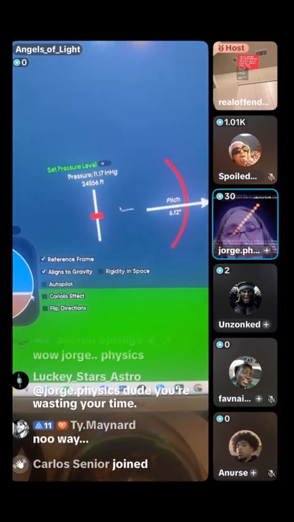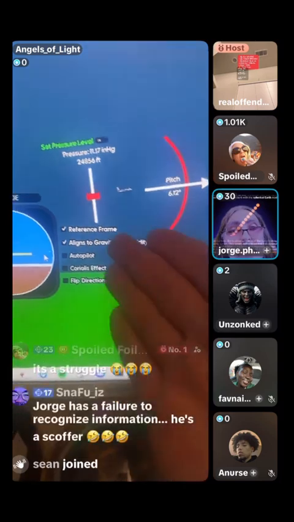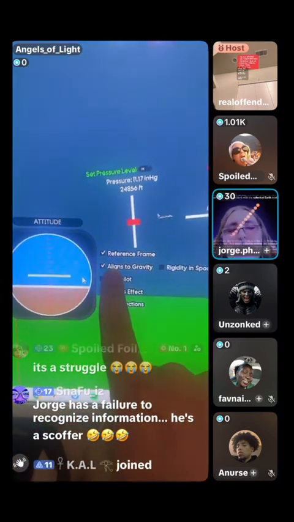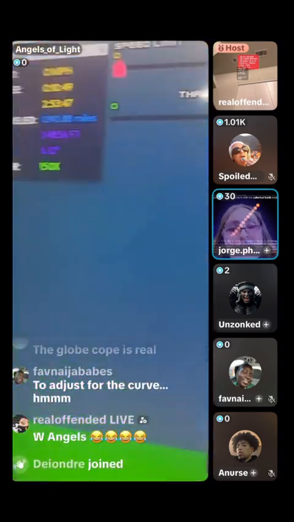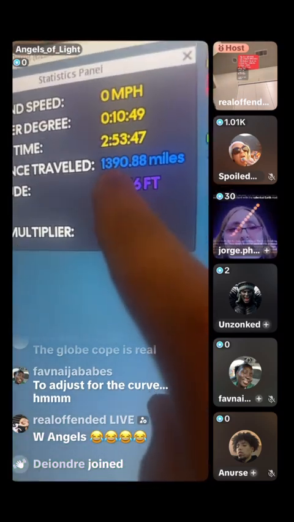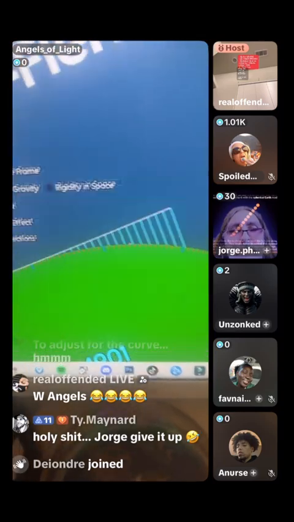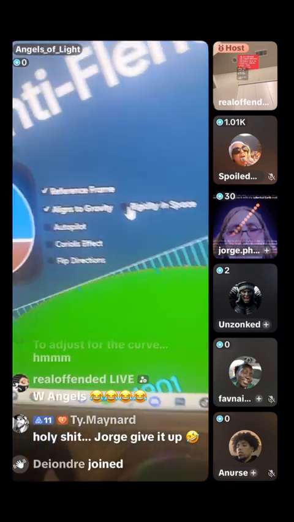Brother, you are measuring your pitch angle wrong. You need to measure it relative to the gravity vector. Why do you keep measuring it relative? No, you're not. You're measuring it relative to an inertial vector, your gravity vector at the beginning, not the current gravity vector. Look, watch this. I've traveled 1,390 miles over your globe from the North Pole to our starting position, which was here. Okay? Now, I'm going to turn this to rigidity in space.